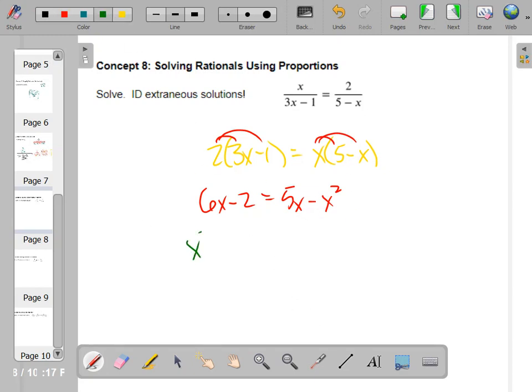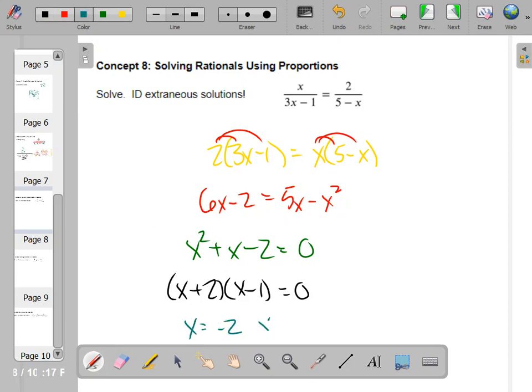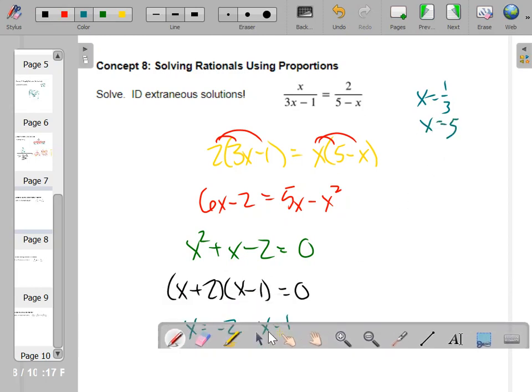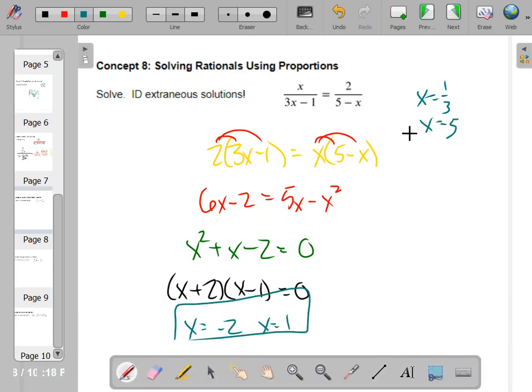Get everything on one side. Let's move it to the left side. I have x squared. If you subtract 5x, now it's 1x. And now we're going to factor. So what multiplies to negative 2 and adds to 1? That'd be 2 and negative 1, which means x either equals negative 2 or positive 1, or does it? It does. So the extraneous solutions would be when x equals 1/3 or when x equals positive 5. Both of these are okay. Whoa. Both of those are okay, so we don't need to worry about extraneous solutions.